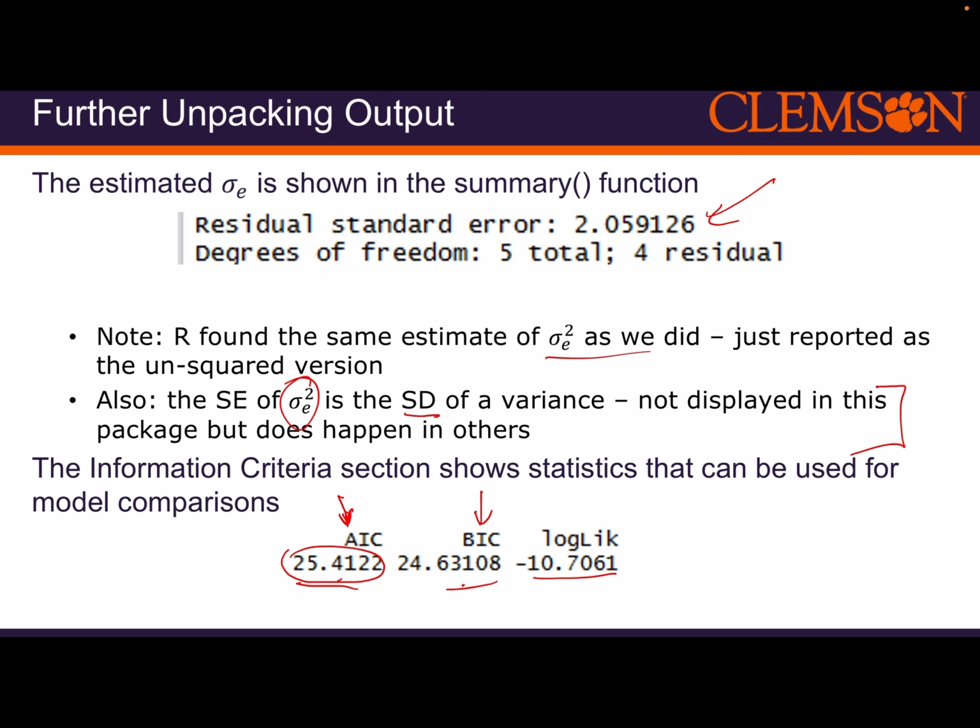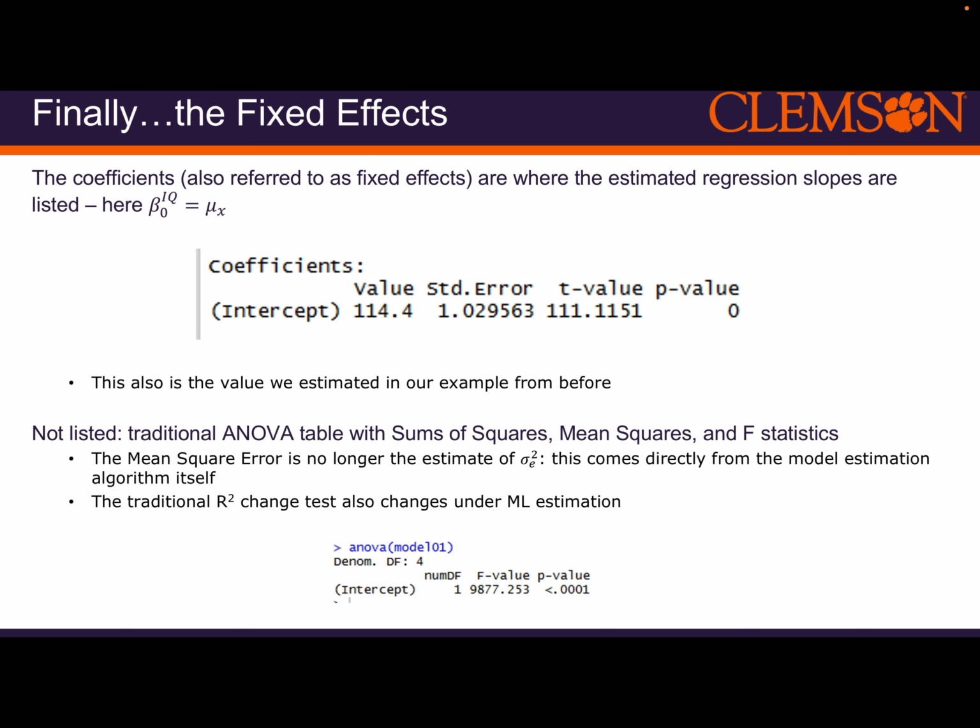Models don't have to be nested. Nested meaning that you can get from one model to the other by setting a series of constraints on parameters. So here, if we had this model and a different model with a different set of predictors, we would compare the AIC across all models, and the one with the lowest value would be the preferred model. Likewise, we can compare the BIC across all models, and the model with the lowest BIC is preferred. I'll just note, for a single model like this, there's no comparison. These are just values that you would use when you have more than one model to consider.